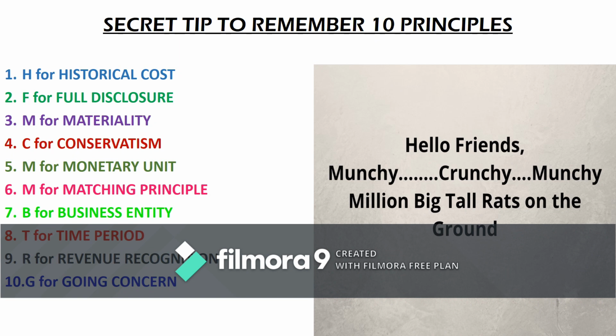Now we are moving to the main principles of accounting. There are 10 main principles in accounting. To remember those principles easily, there is a secret tip. Hello friends, "Munchy Crunchy Munchy Million Big Tall Rats on the Ground." What does it mean? H stands for historical cost, F stands for full disclosure, M stands for materiality, C stands for conservatism, M stands for monetary unit, again M stands for matching principle, B stands for business entity, T stands for time period, R stands for revenue recognition, and finally G stands for going concern.